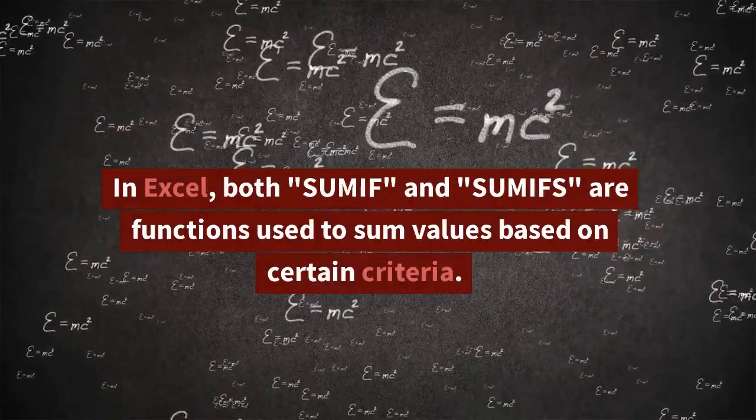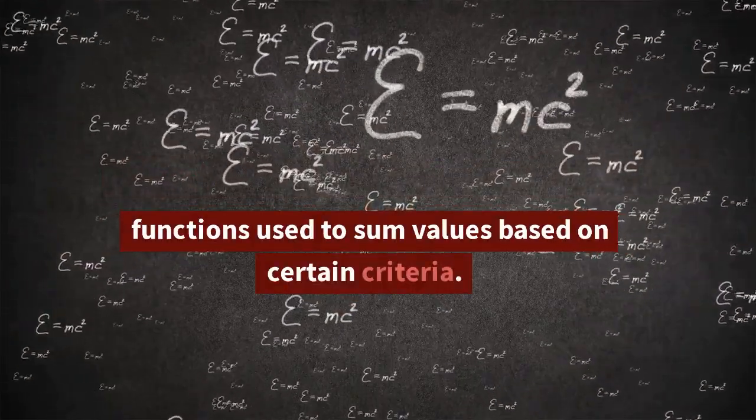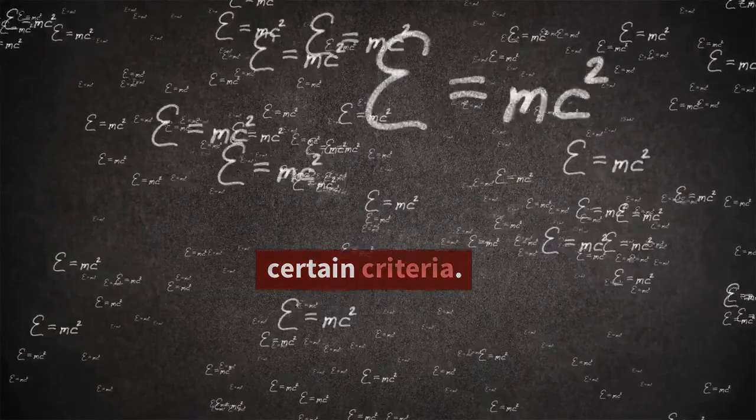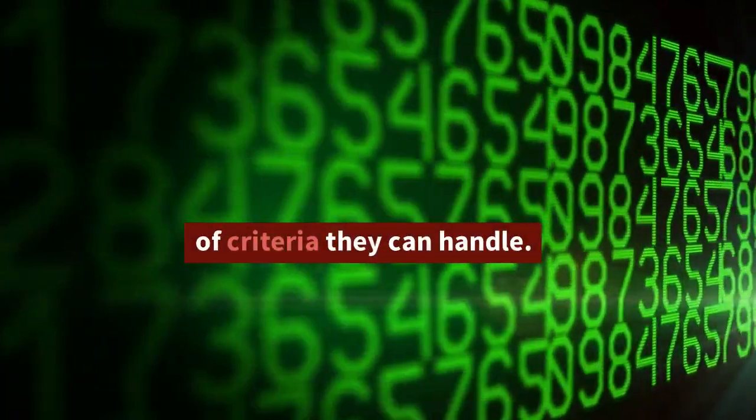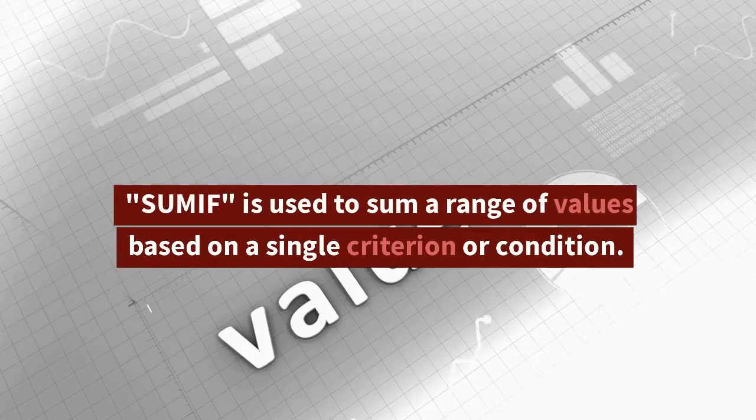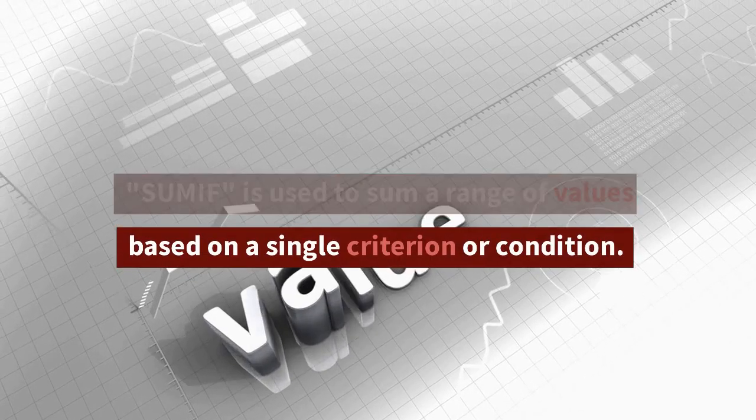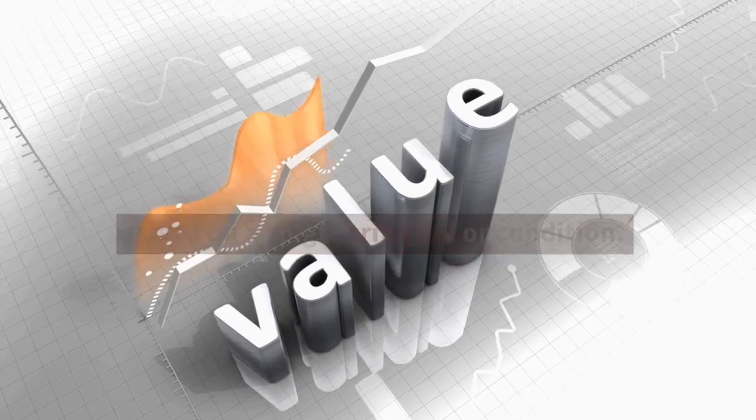In Excel, both SUMIF and SUMIFS are functions used to sum values based on certain criteria. However, they differ in terms of the number of criteria they can handle. SUMIF is used to sum a range of values based on a single criterion or condition.